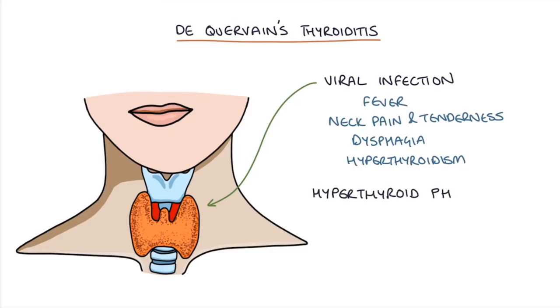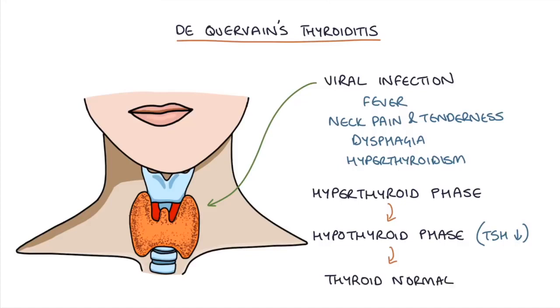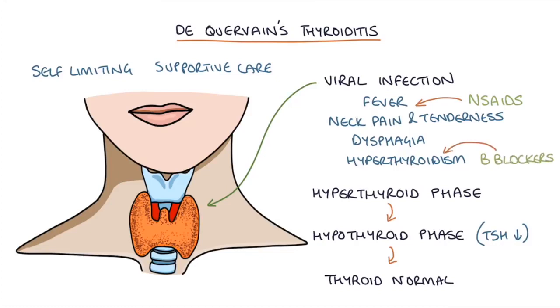There's a hyperthyroid phase, and this is followed by a hypothyroid phase as the TSH levels fall due to negative feedback from the high thyroid hormone levels. And then after the hypothyroid phase, thyroid function tests will return to normal. This is a self-limiting condition, and all that's really required is some supportive care, usually with non-steroidal anti-inflammatories like ibuprofen to help with the pain and the inflammation, and some beta blockers for symptomatic relief of the hyperthyroidism if required.